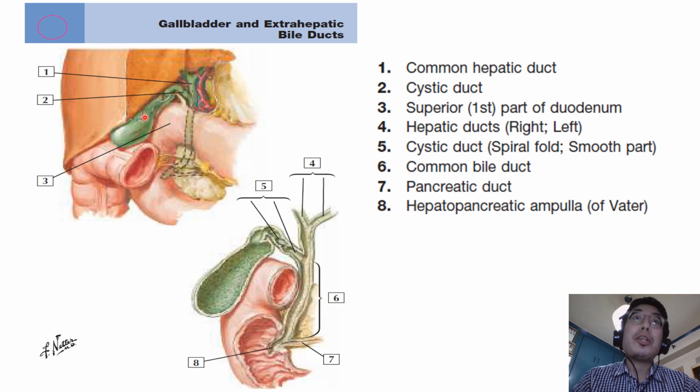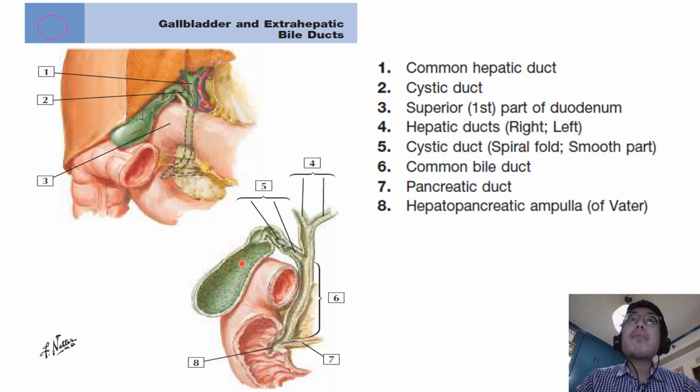into the gallbladder. So again, the bile leaves the liver through the right and the left hepatic ducts, eventually traveling through the common hepatic duct. The bile then travels through the cystic duct, eventually entering the gallbladder.